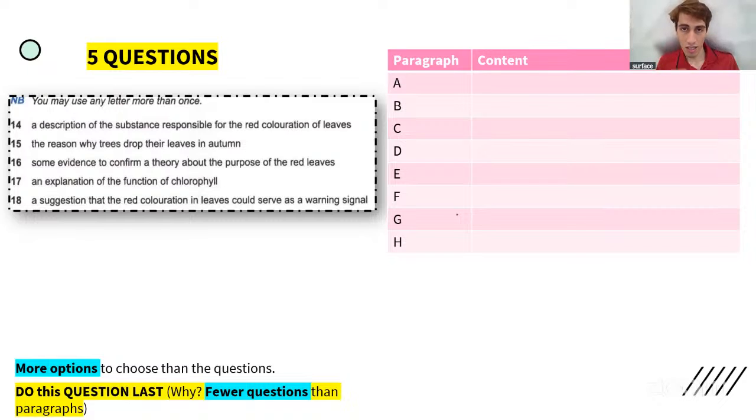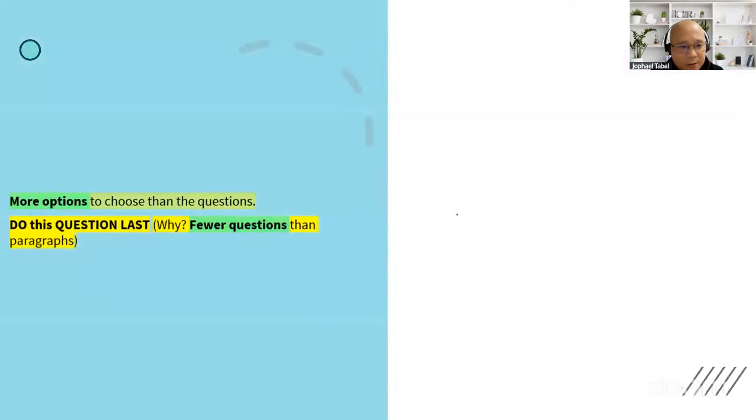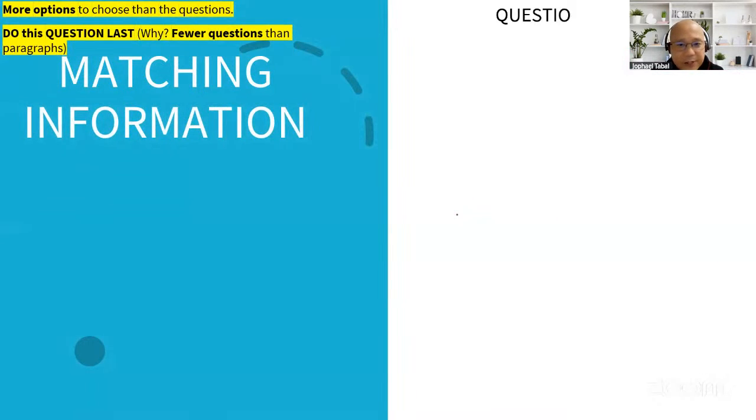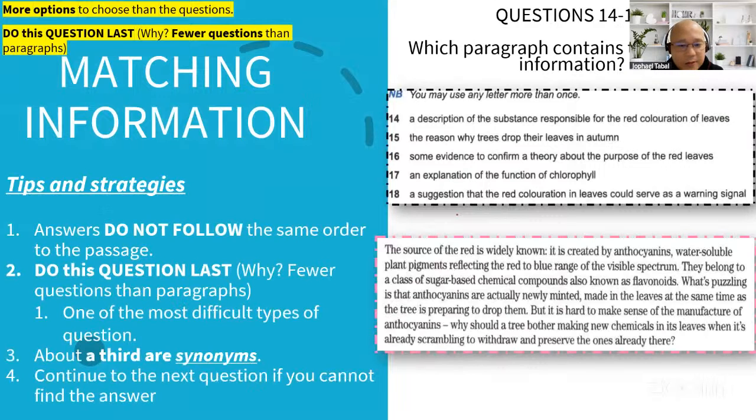Right. So, for example, here in matching information, there are five questions and there are eight paragraphs, all right? And you only have to get four correct answers out of eight paragraphs. So this one makes it really challenging for many students. Very challenging, matching information. So that's why I ask them to do this one last.